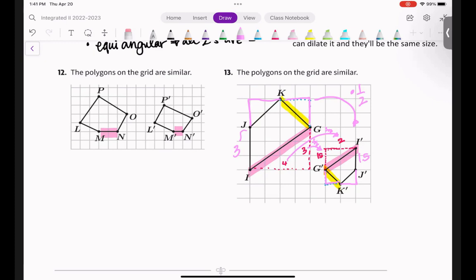Uh-oh. Yes? No? I don't know. What do you guys think? Yes? No. Okay, I got some nods of the head.